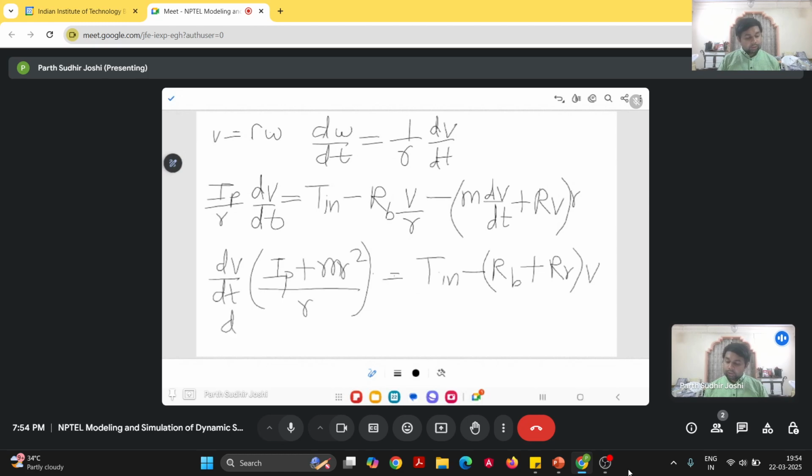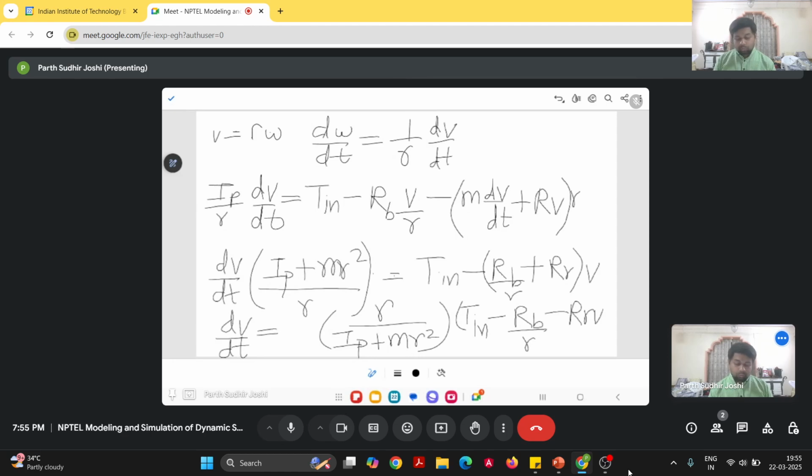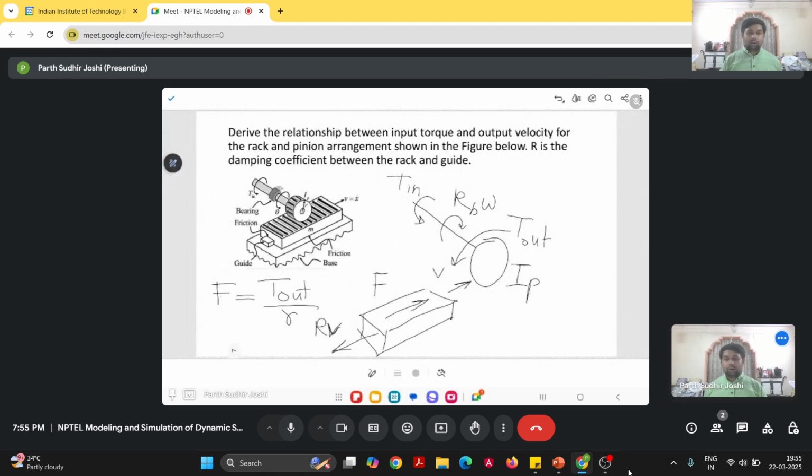We can rearrange it further to get dv by dt is r upon IP plus m r square into T in minus. So this is the final expression for the rack and pinion system. This is the final differential equation that we get for this particular system.